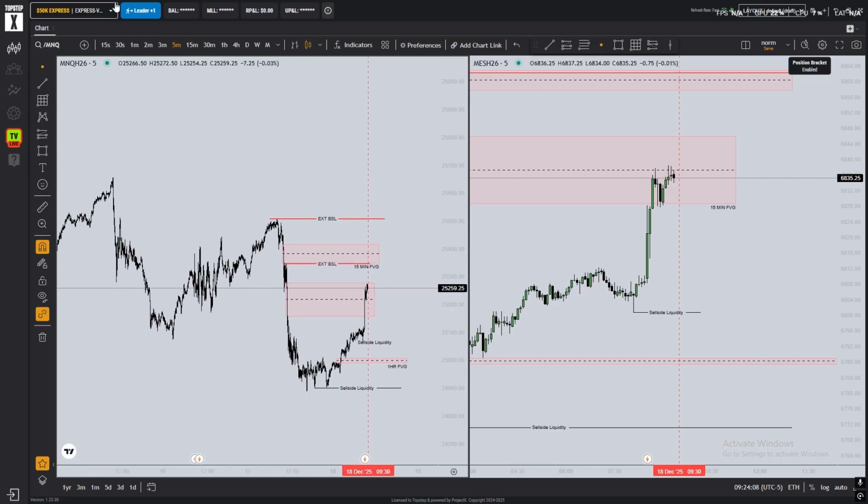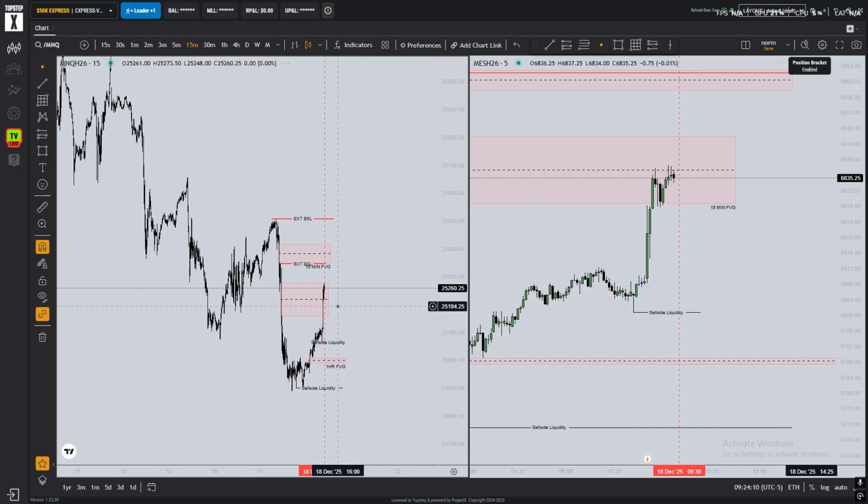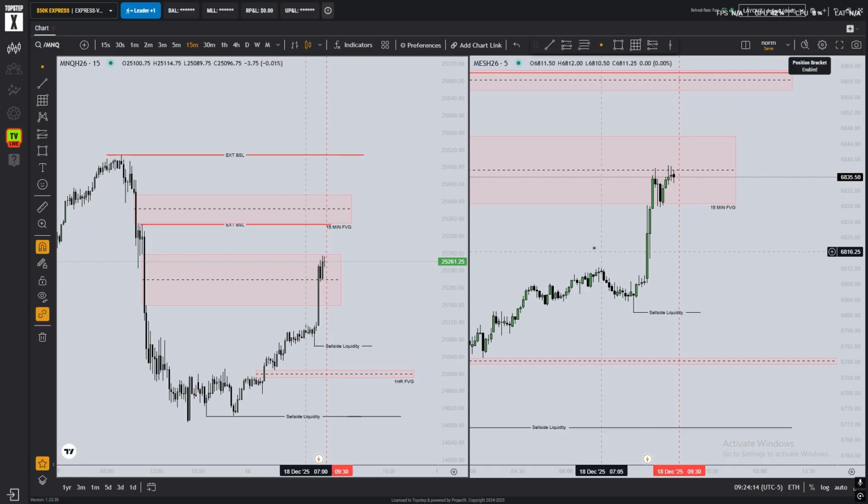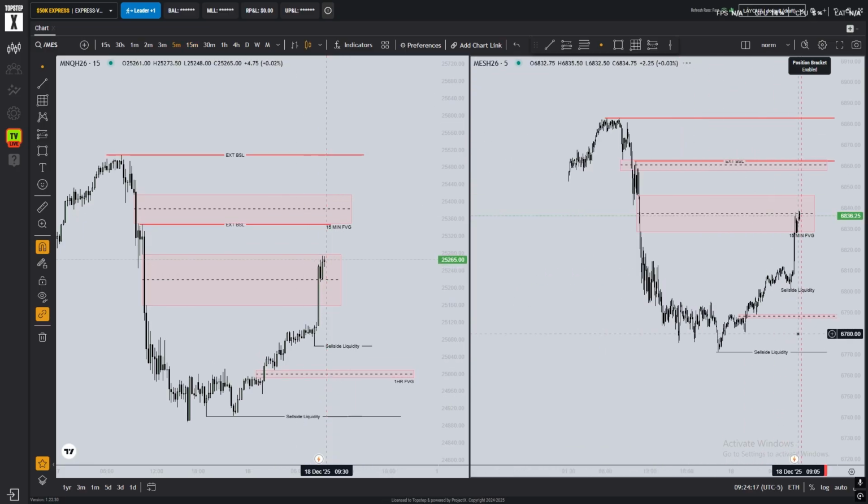You know, so I'm really just watching. I'm not saying which side I'm on today or what I think is gonna happen. It's just one of those days where you want to watch. We got the same thing going on with ES.